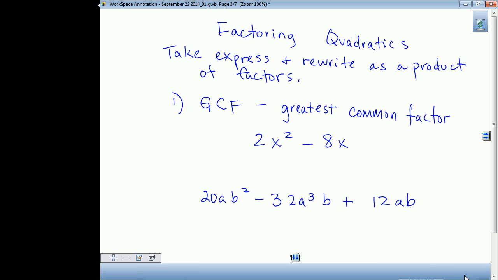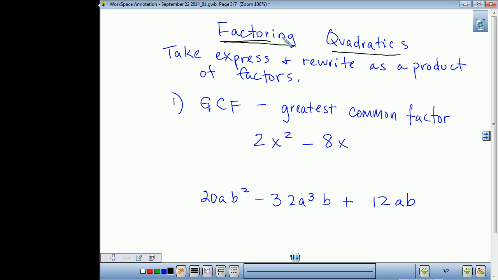All right. Well, today what we're going to look at is factoring quadratics. And I love factoring because it's like math puzzles. One little puzzle after another little puzzle, and they're not terribly difficult.